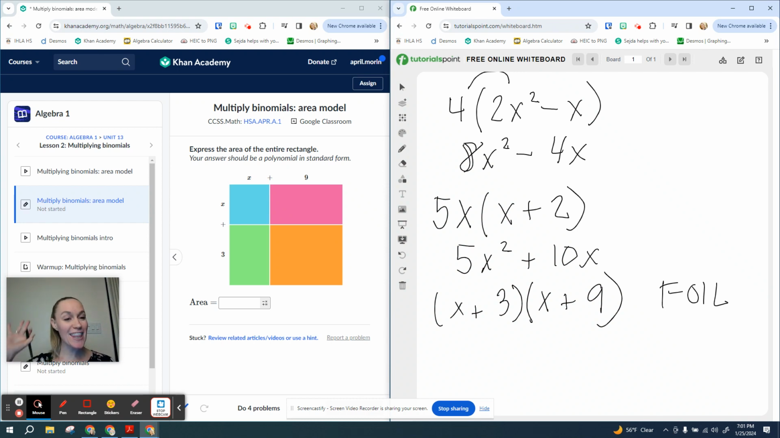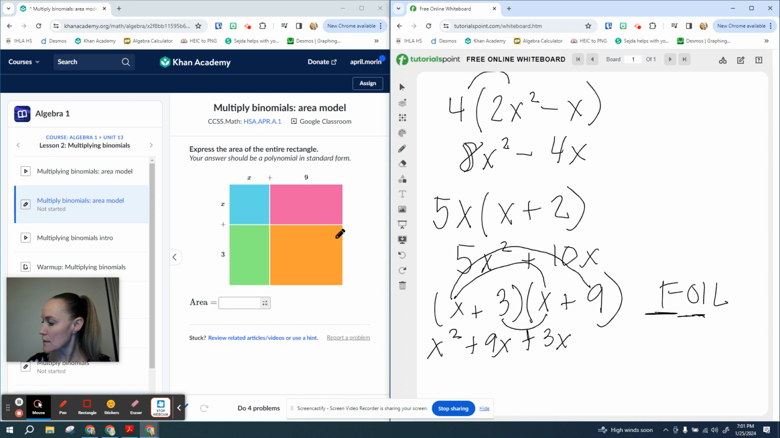I'm a visual person. I like the claw, and I'll show you what I mean by that. So the first thing we do is first, which is x times x, which is x squared. Then we do outer, which is x times 9, plus 9x. And then inner, 3 times x is 3x. And then last, 3 times 9 is 27. Okay, so this is the claw. You can kind of see. So you can think of the claw, or you could think of first, outer, inner, last, FOIL. Either way, it's fine. Remember that there is a term here that we can combine.